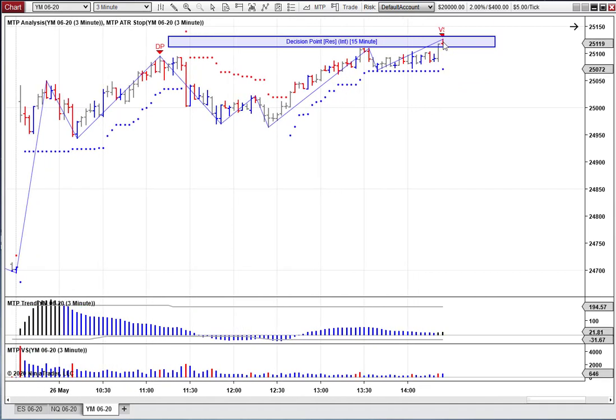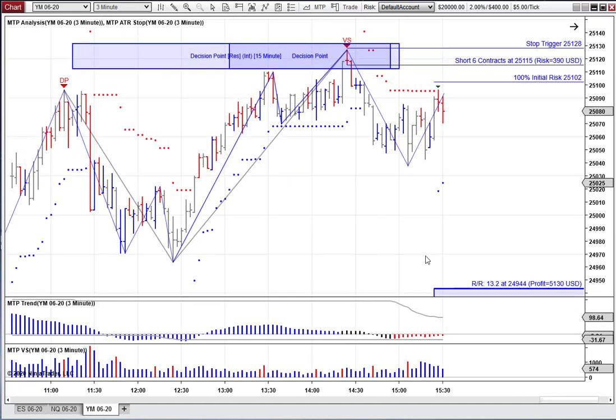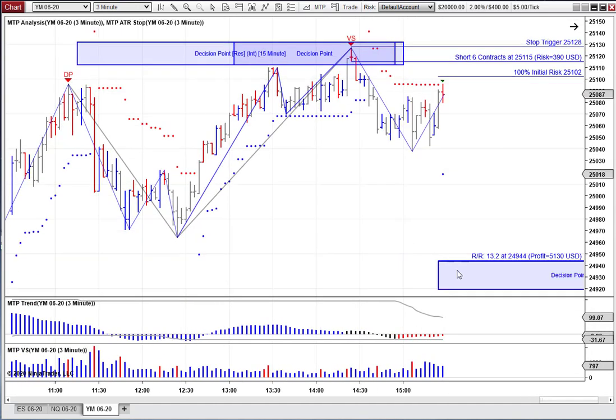The next bar, which was here, then makes a red sell bar and gives us our VS, or volume spike sell setup. So at this point we can right mouse click, do analyze trade setup, and that gives us our target down here for our potential trade.